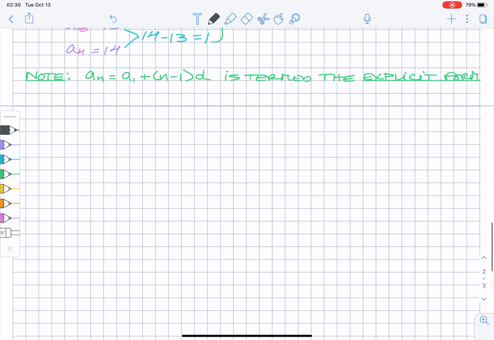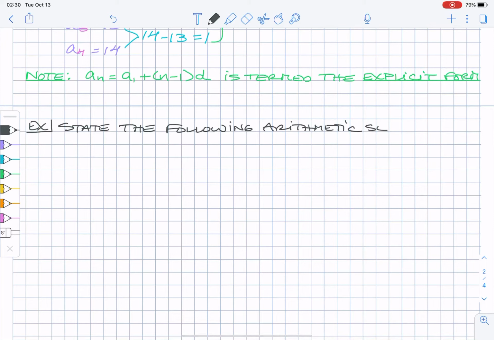So, for example, let's state the following arithmetic sequences in explicit form. So number one, let's say we have 9, 13, 17, 21, etc.